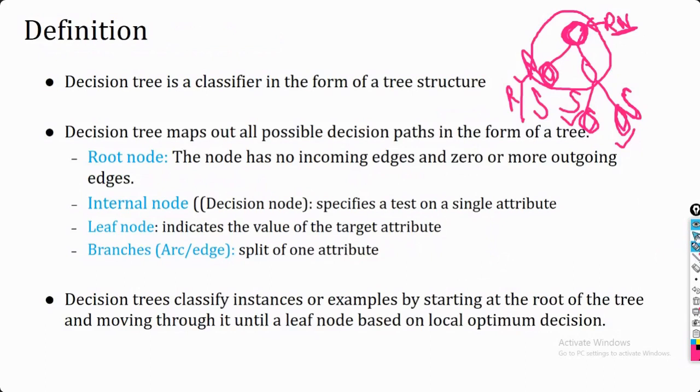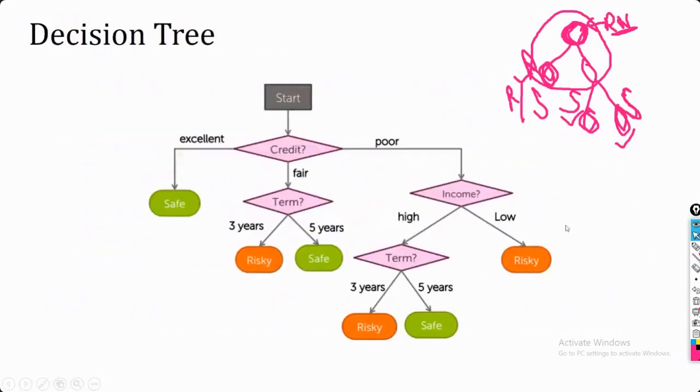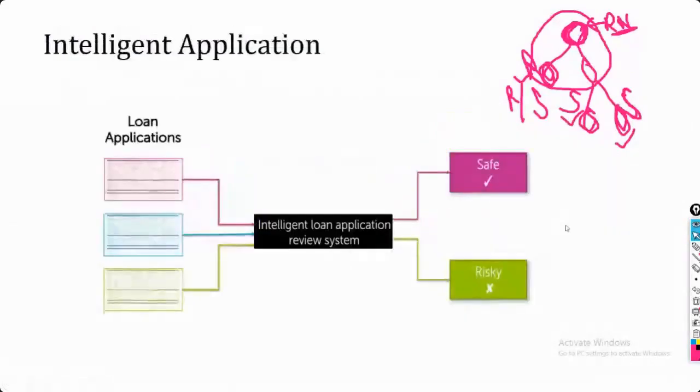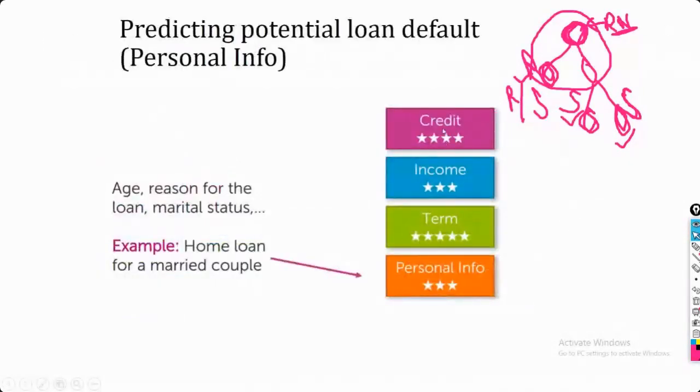Here in this case you have credit, income, terms, and personal information. So whatever nodes you have, not this one, this we do not have, let me correct. These are going to be your internal nodes. This is a leaf node, so it's not going to be part of the internal nodes. So each of these internal nodes has either credit, income, terms, or personal information attributes.